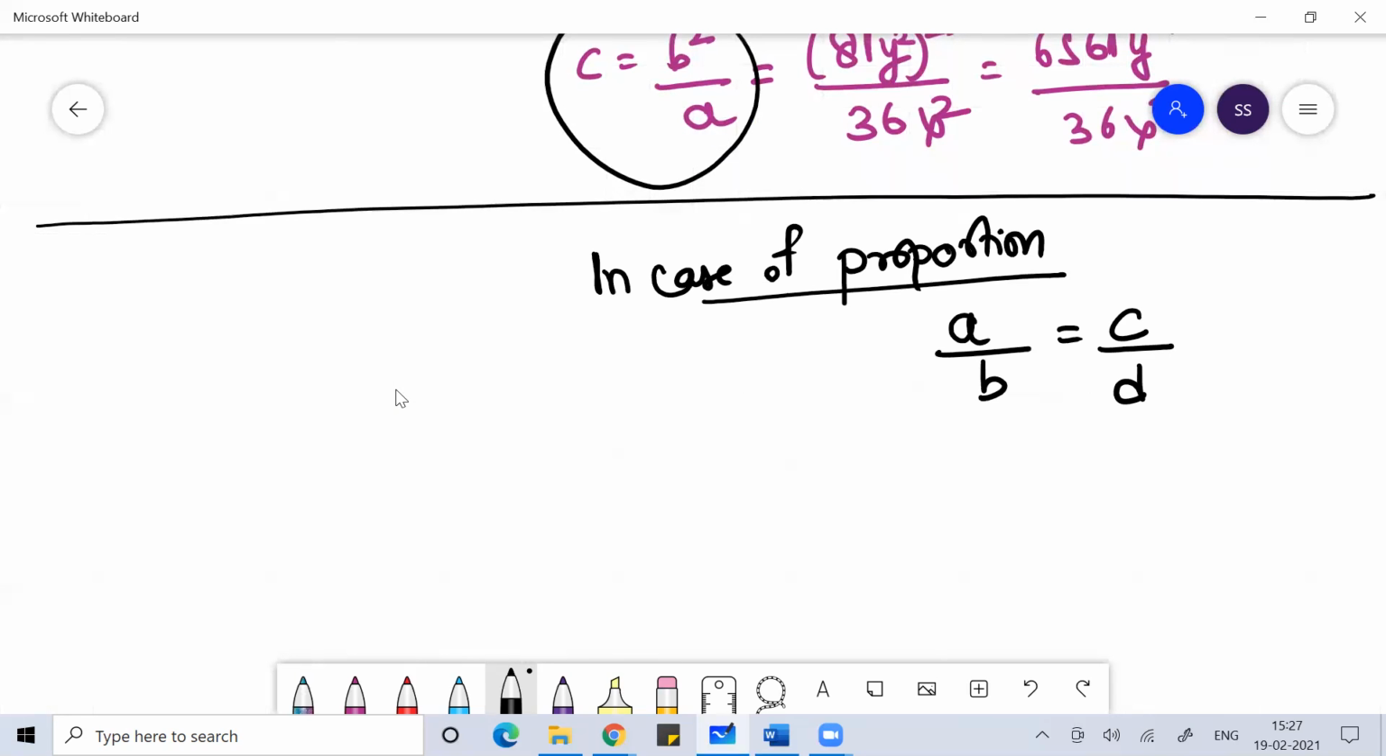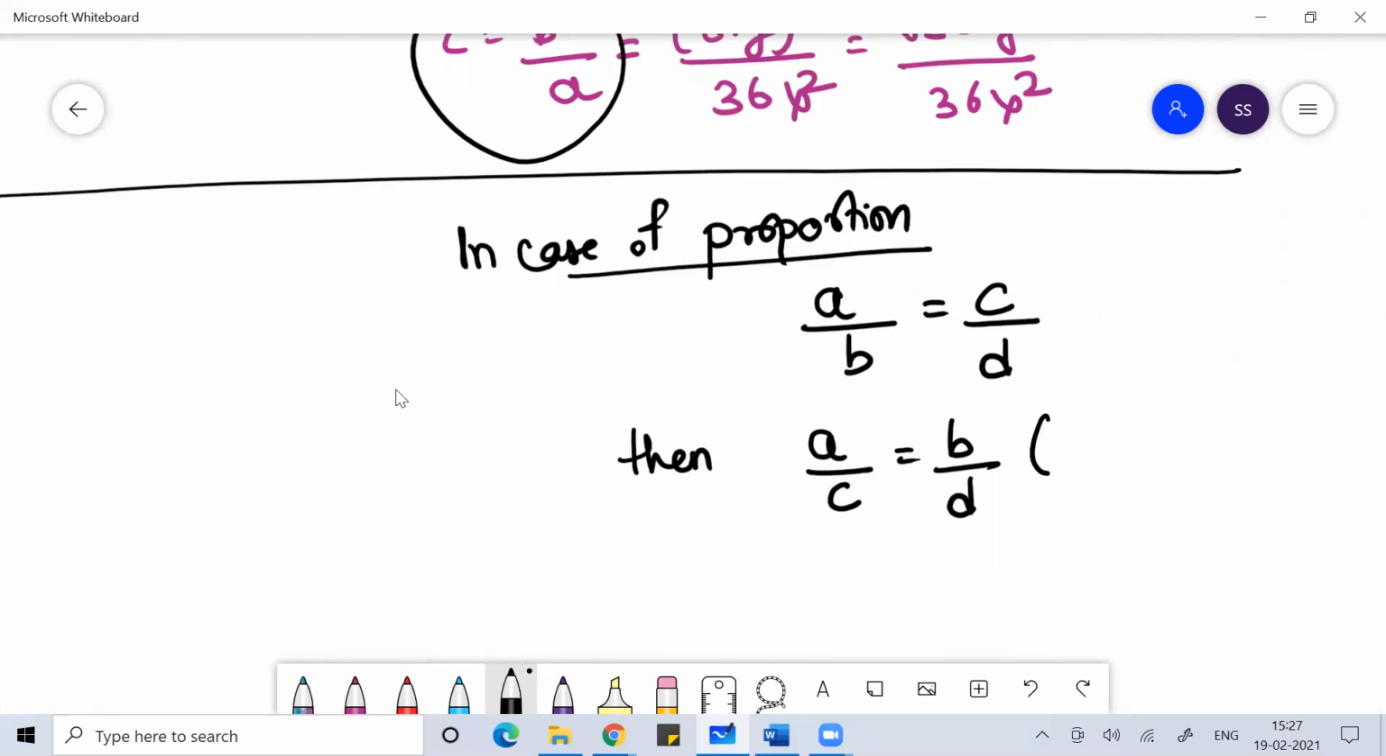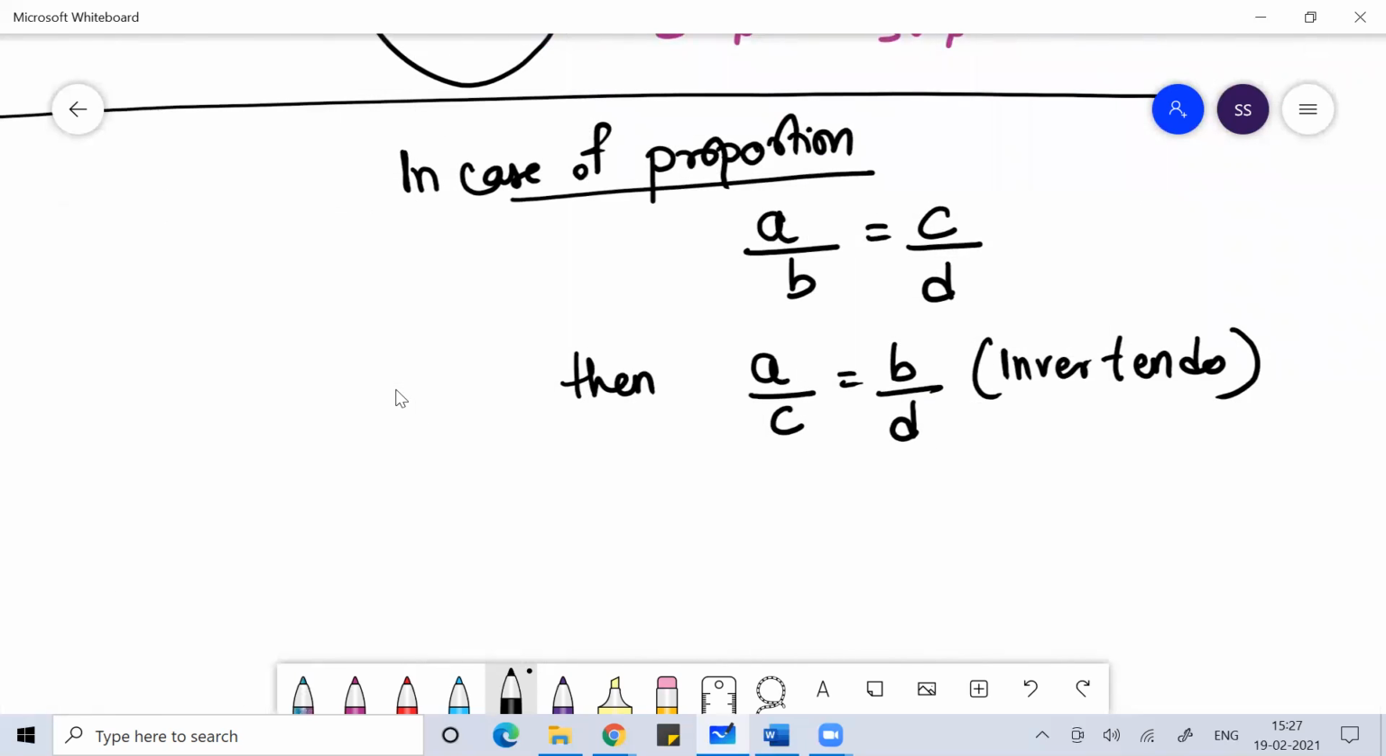So in case of proportion, A by B is equal to C by D. You need to remember this. Now I can say that A by C will be equal to B by D. This is called invertendo. Similarly, I can say that B by A will be equal to D by C.